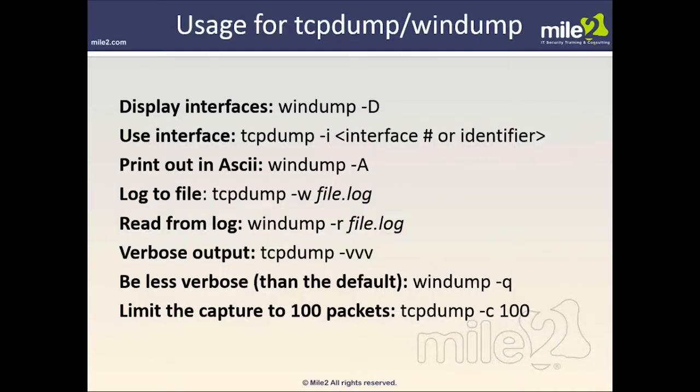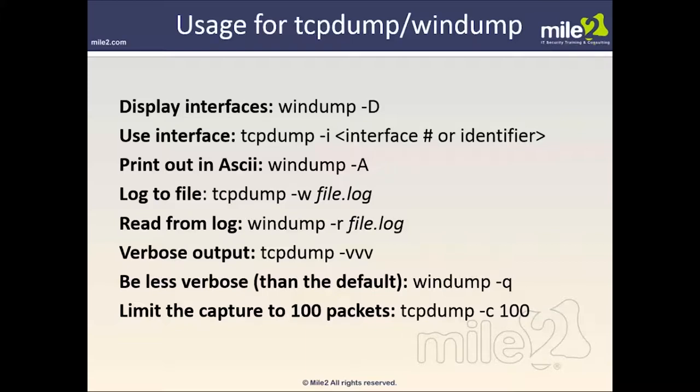Now, some uses that we can have for TCPdump and WinDump: we can display the interfaces using WinDump minus uppercase D, as in Delta. We can select the interface by using minus I. We can print out in ASCII using minus uppercase A. Log it to a file by using minus W, and then whatever log file name you want. We can also read from the log using minus R, and then whatever file you named it.